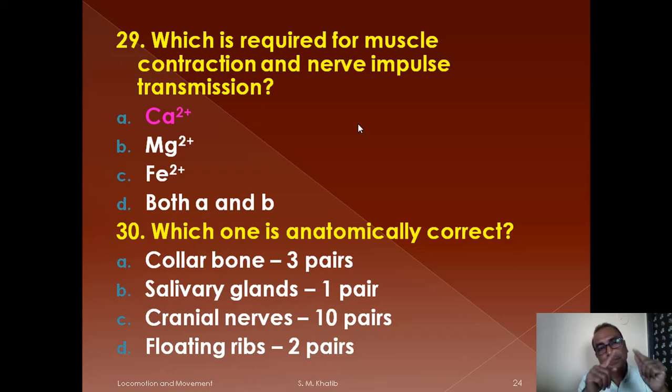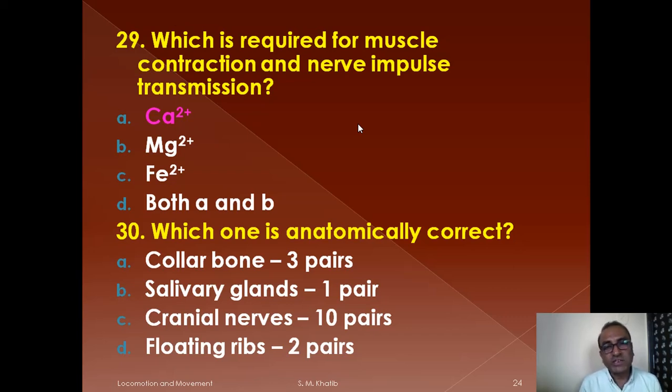presynaptic knob or the axon ending, when the calcium ions enter inside, then only the synaptic vesicles become activated and they move towards the end membrane of the axon, and then they fuse with the membrane and release the acetylcholine into the synapse to bring about transmission of the impulse. So there also calcium ions play a very important role. So that's why A is the right answer.